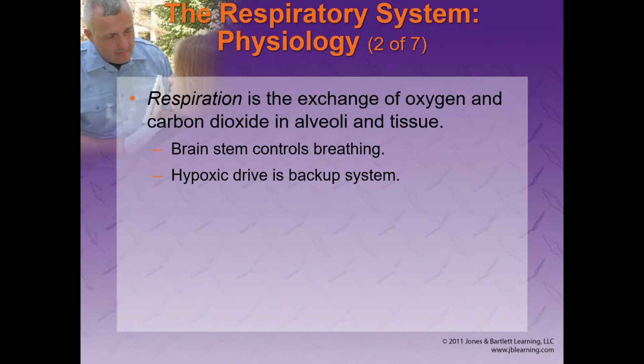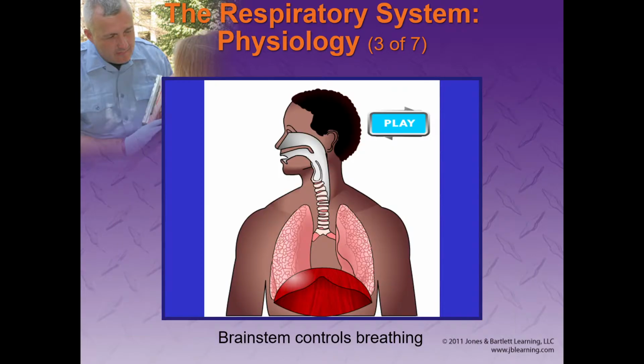Your brainstem is actually what controls your breathing. So when you have arterial blood that is too low in oxygen or too high in carbon dioxide, you're going to stimulate your breathing to fix that. Hypoxic drive is when you get low levels of oxygen, and then your body is going to start breathing more because you're hypoxic. You have a lack of oxygen.